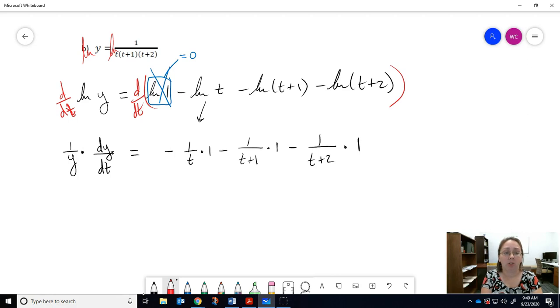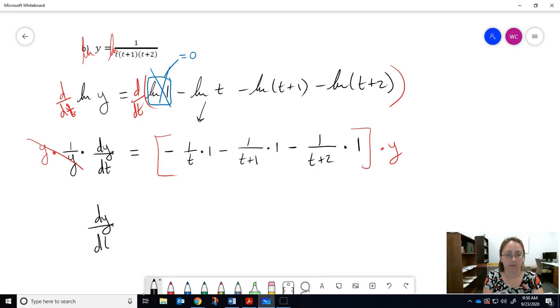If you recall, I showed you in the last one that we multiply by y to get rid of it. Whatever you do to one side, you also do to the other side. So we now have dy dt all by itself. We can clean up our right-hand side, so just negative 1 over t minus 1 over t plus 1 minus 1 over t plus 2.